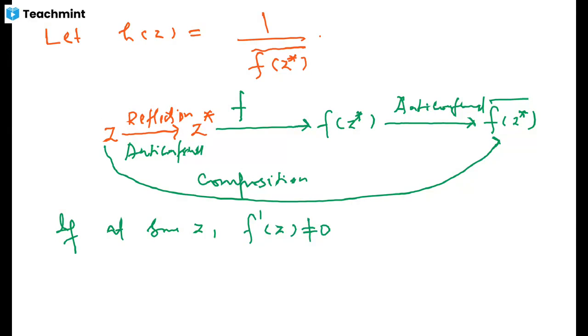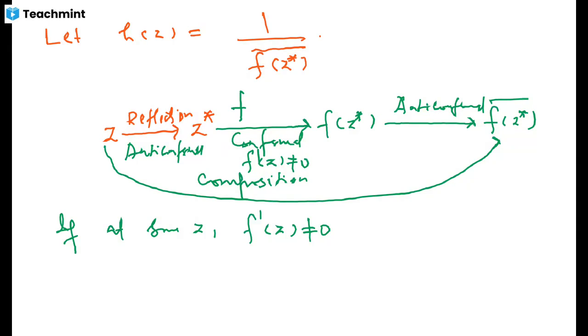Then that means at those points this composition is made up of two anti-conformal maps and one conformal map. It is conformal at the point where the derivative is non-zero, and you will have this composition anti-conformal, conformal, and anti-conformal. A conformal map composed with an anti-conformal map is anti-conformal, and the composition of two anti-conformal maps is a conformal map.